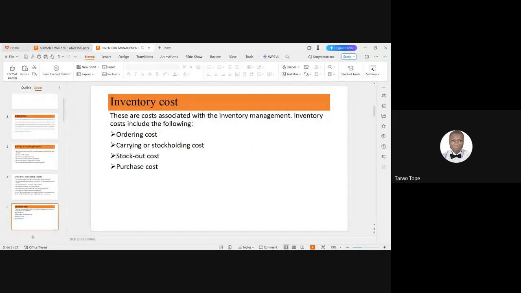what are the costs associated with inventory management? Now, we have one, ordering cost. When we talk about ordering costs, these are costs incurred when placing an order up to the point of receiving the goods into your warehouse.